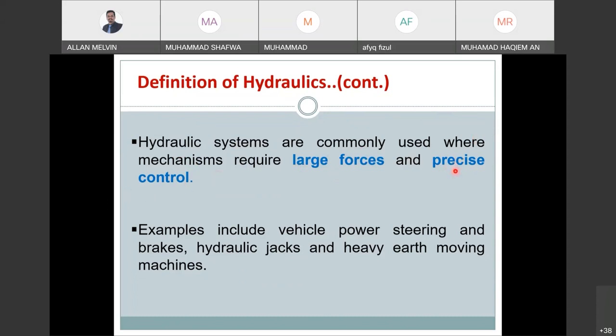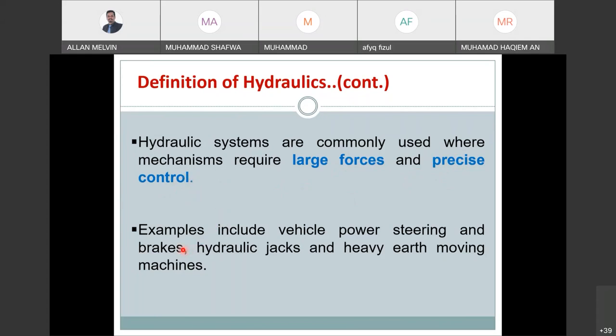Another thing is precise control. Meaning, kalau dia perlu sampai dekat 0 cm, hydraulic akan sampai dekat 0 cm. It won't have slippage. Kita panggil slippage, maksudnya dia macam tersasar. So you won't have that. Because hydraulic system normally moves slowly and can be controlled, you have precise control. So those are the two advantages of hydraulic system yang biasanya kita akan tengok lah.